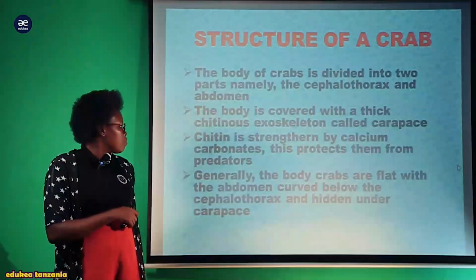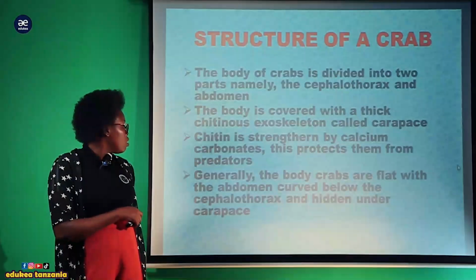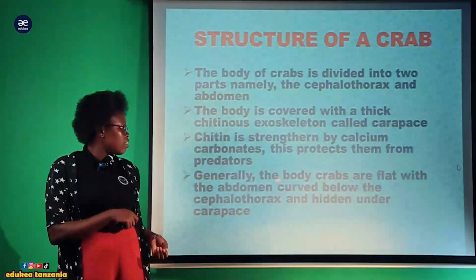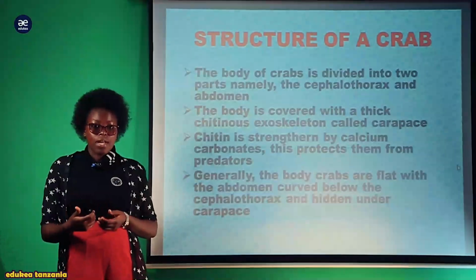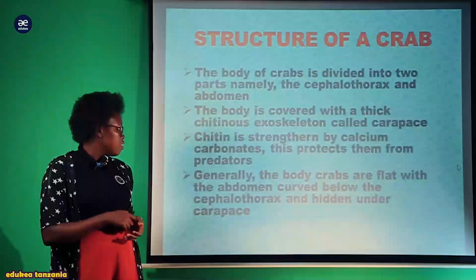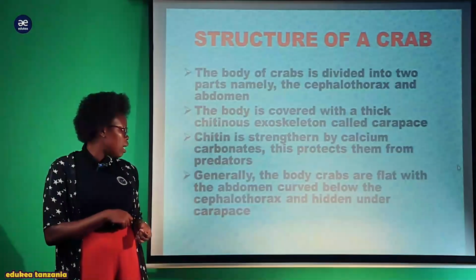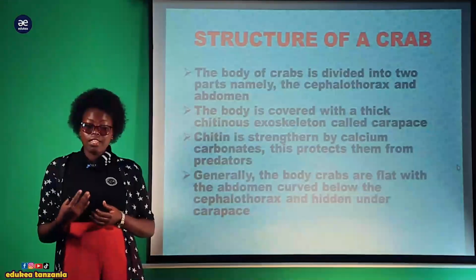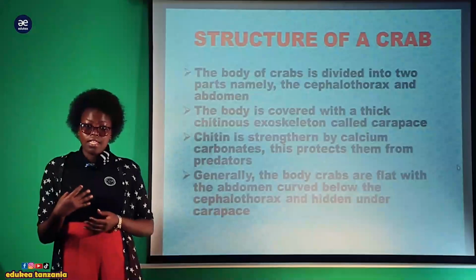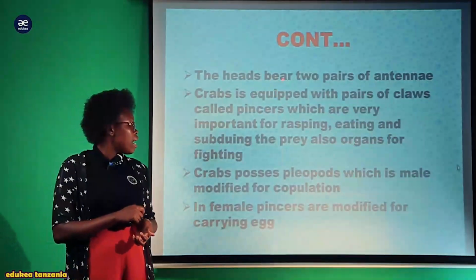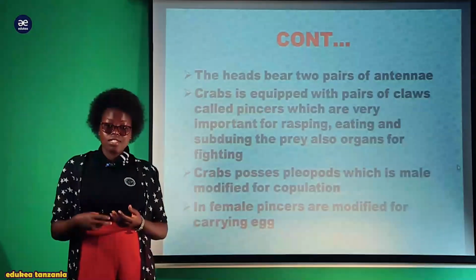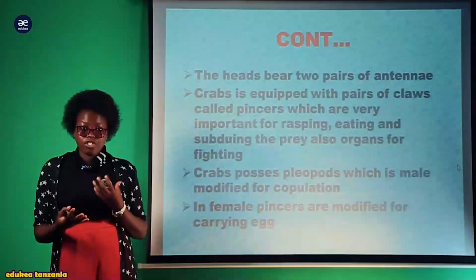Vile vile generally the bodies of crabs are flat with the abdomen curved below the cephalothorax and hidden under the carapace. Once you see the body of the crabs, it is flat with abdomen ipo kwa chini, lakini the carapace ambayo ni exoskeleton yenyewe ipo kwa juu. Kwa hivyo the head bears two pairs of antennae. As you already see, the antennae are used for sensation.